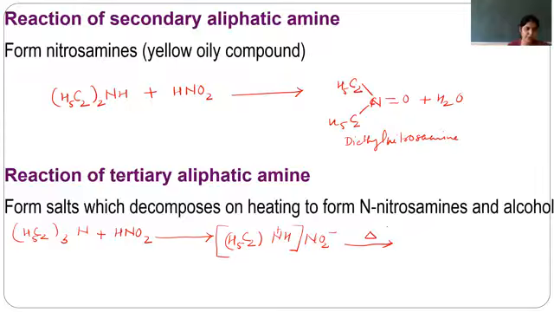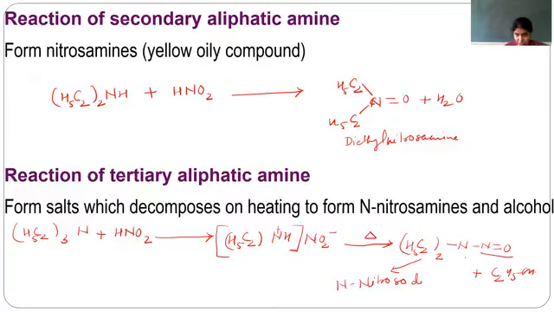it decomposes into N-nitrosodiethylamine, (C2H5)2N-N=O, plus ethanol. It decomposes into N-nitrosamine and alcohol. This molecule is N-nitrosodiethylamine. This group is nitroso attached to the nitrogen. So in this way, primary amines are converted into alcohol and nitrogen. Secondary amines form nitrosamine and tertiary amines form nitrosodiethylamine.